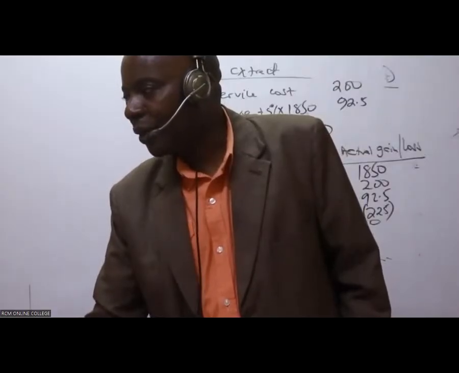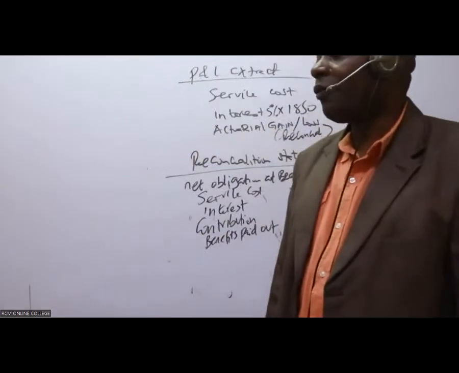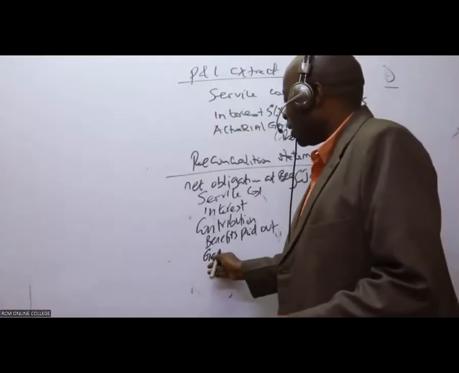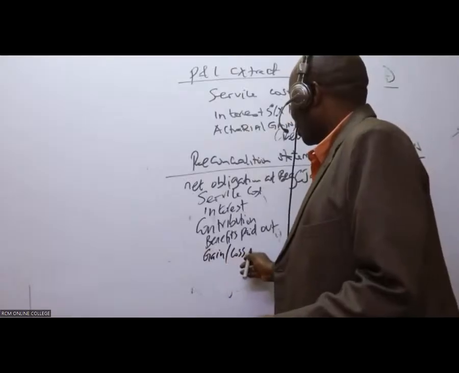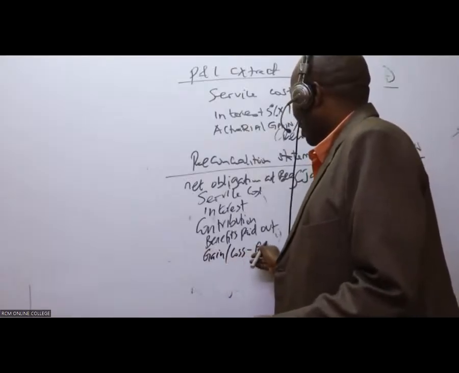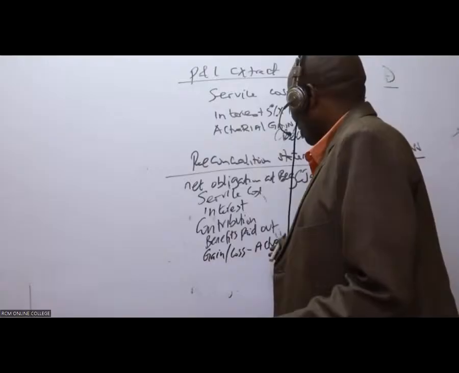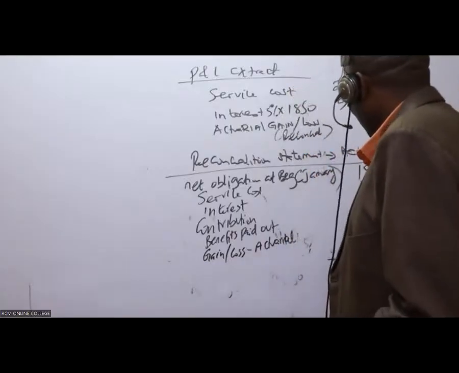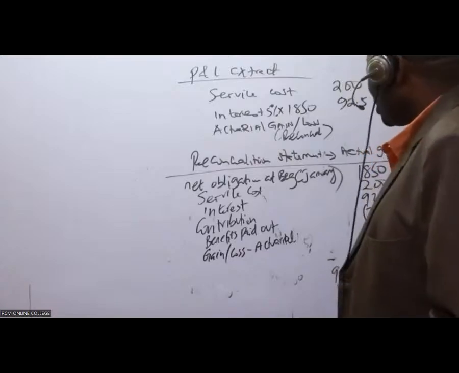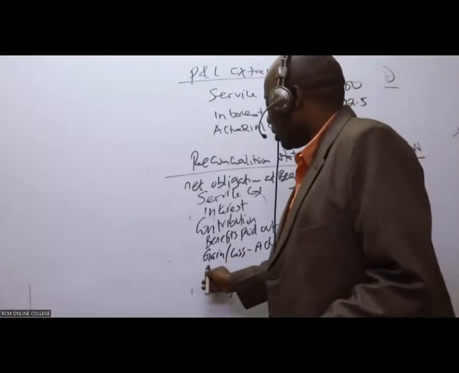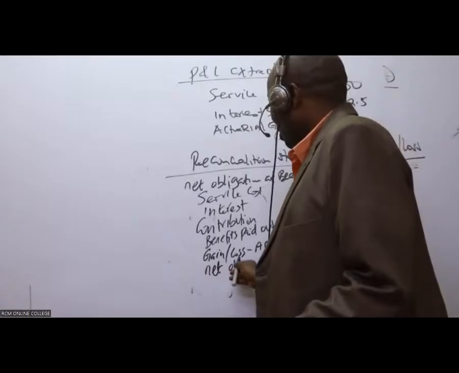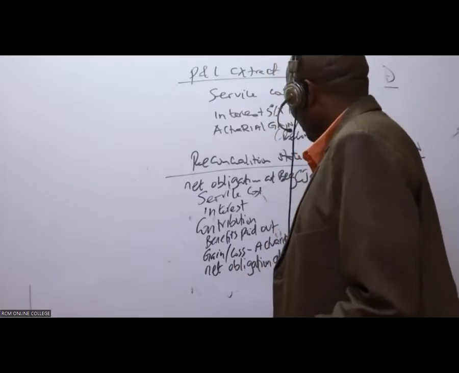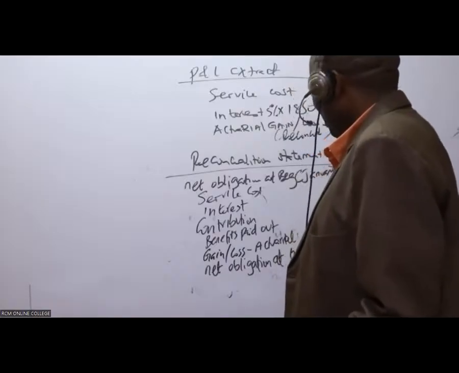Now, ladies and gentlemen, after that, we have the gain or loss, actuarial. And then, of course, I will underline here, and then I come and put here the net obligation at the end.